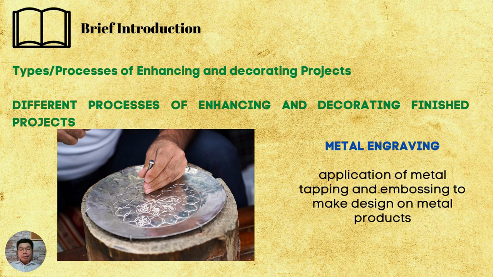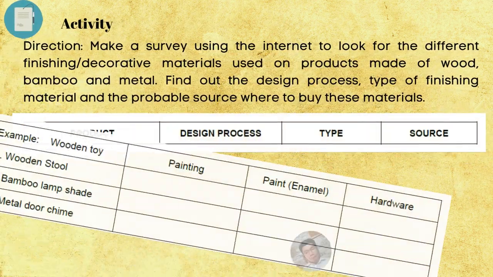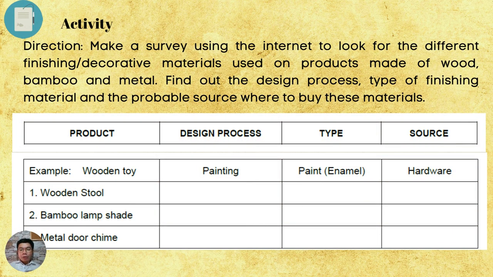So now, it is time for your activity. Direction, make a survey using the internet to look for the different finishing or decorative materials used on products made of wood, bamboo, and metal. Find out the design process, type of finishing material, and the probable source where to buy these products. So we have here the product, the design process, type, and source. Please refer to the example.